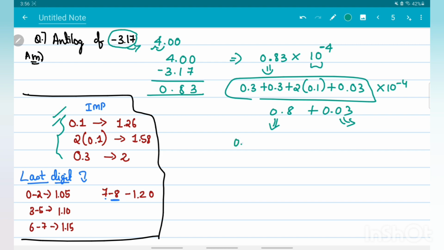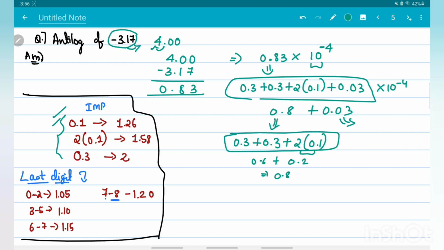So this can be written as 0.3 plus 0.3. Now this becomes 0.6. Now plus we can write it as 2 into 0.1. So now this becomes 0.8. This becomes 0.6 plus 0.2. 2 into 0.1 is 0.2. So if you add this, this becomes 0.8. So this 0.8 can be written as 0.3 plus 0.3 plus 2 times 0.1.